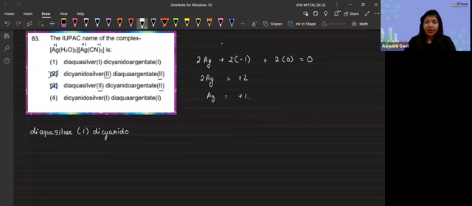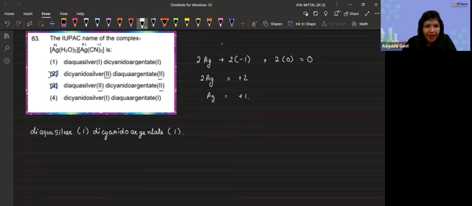C-Y-A-N-I-D-O. Now here we cannot use the word silver, because when the metal is present in the anionic part, we use a different name that ends with -ate, and for silver we are going to use argentate. And in the bracket we have to write the 1.